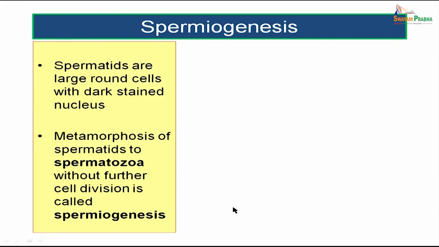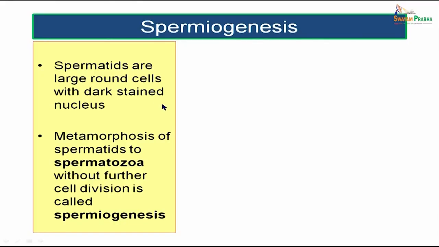Now, what do you mean by the term spermiogenesis? You might have heard about spermatogenesis, so what do you mean by spermiogenesis? We just discussed that at the end of spermatogenesis we have haploid spermatids, but they are not capable of fertilization, so we need to make them mature enough. The spermatids are large round cells with a dark stained nucleus.